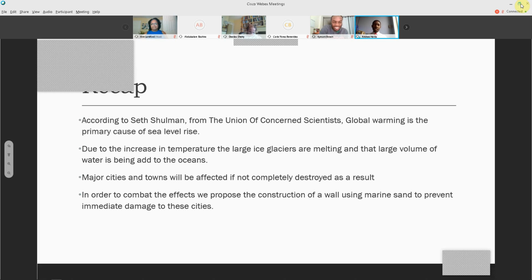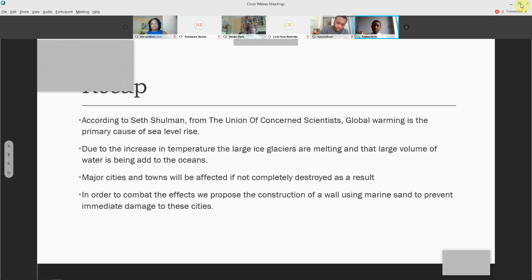Now, just a bit of recap. I'm not sure if all of you know, but just to point out to you guys, according to Seth Schulman, from the Union of Concerned Scientists, global warming is the primary cause of sea level rise.